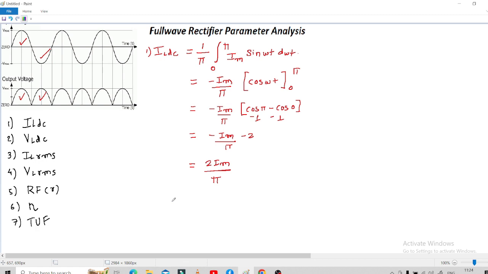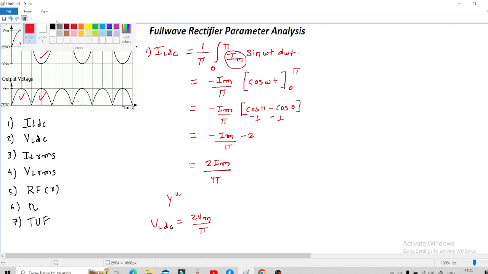Now in a similar way you can replace the Im value by Vm, so you will get the value for VLDC, which is nothing but 2 Vm by pi. Just in the above equation you can replace all the Im by Vm, so you will get the value for VLDC. In another way, there is another way to find this.